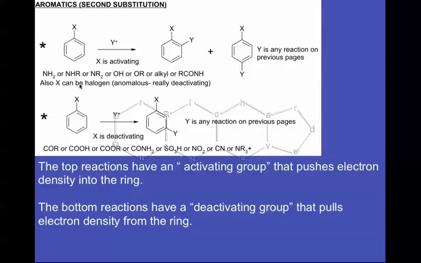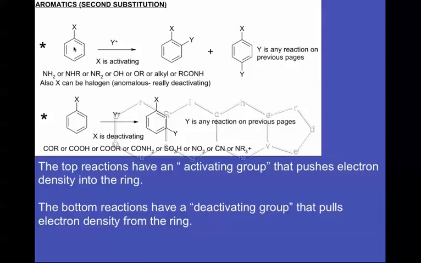We have two kinds of X groups that could be initially connected to the ring. We can have an activating group, or we can have a deactivating group. If X is an activating group, then we're going to get two products: an ortho product and a para product. If X is a deactivating group, then we're going to end up with a meta product.